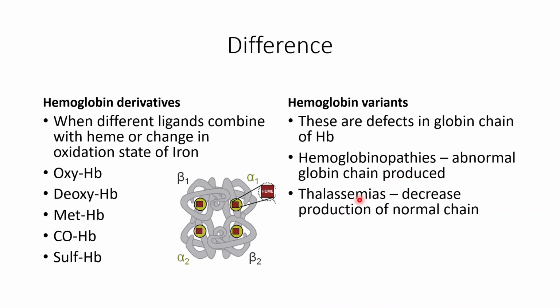For example, in thalassemia, there is decreased production of normal chain, and sickle cell disorder is a defect in the globin chain. We will see that in subsequent lectures. So be clear about the difference between hemoglobin derivatives and hemoglobin variants. Derivatives involve different ligands binding to the heme group. Variants involve a defect in the globin chain.